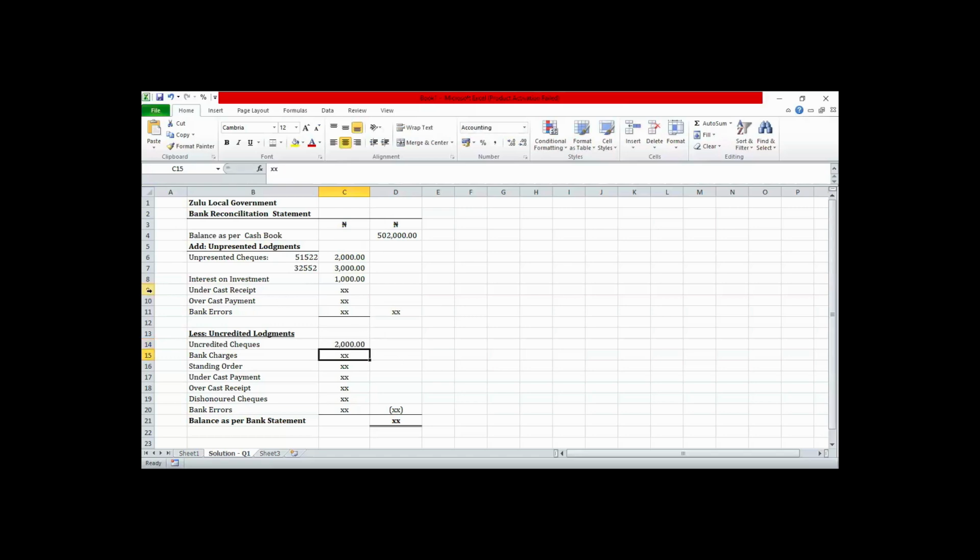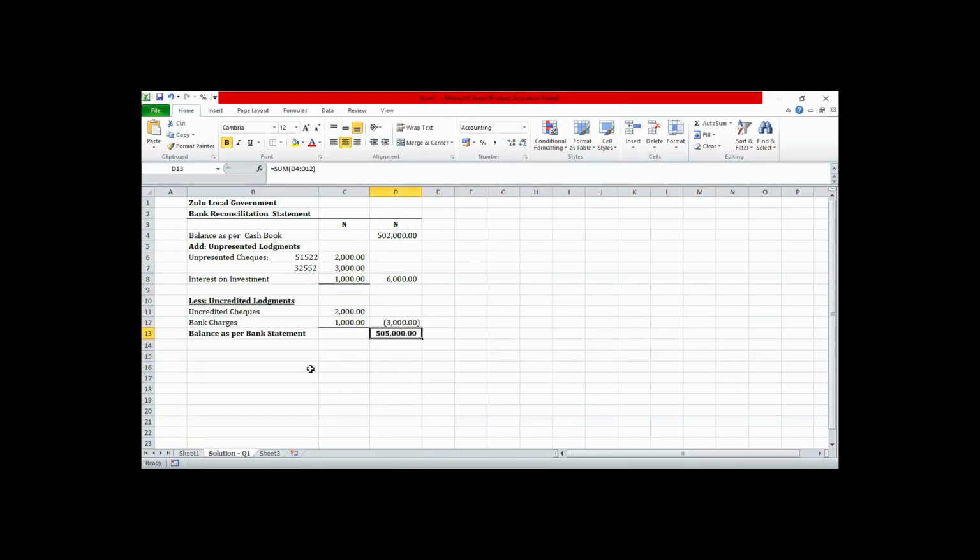Bank charges of 1,000 naira have not been recorded in the treasury cash book. Now, what else again? That's all, sir. Now, those ones that are not here, let's delete them. Does it balance? Yes, sir. That is how to go about it. Any question? No, sir.